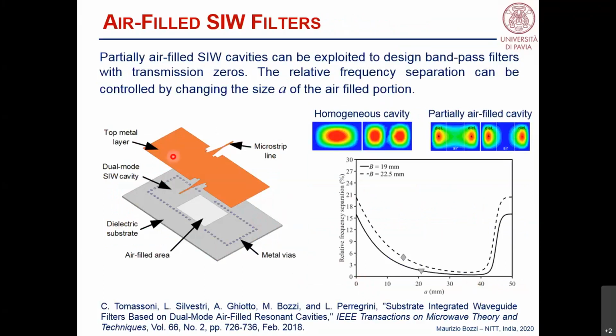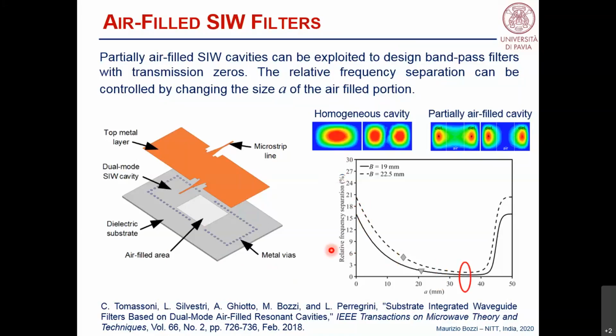In particular, if you consider this kind of structure to design a filter, so the cavity with the air-filled structure covered top and bottom with metal layers and fed by microstrip lines, you can see that if you change the length of the air-filled area, what you can do is control the frequency separation between the first and second mode, that is approximately 20% in the case of a homogeneous cavity, and can go down to 1 or 2%.